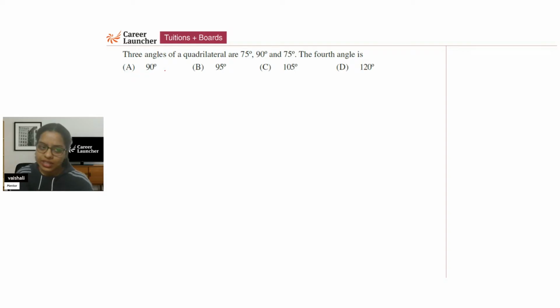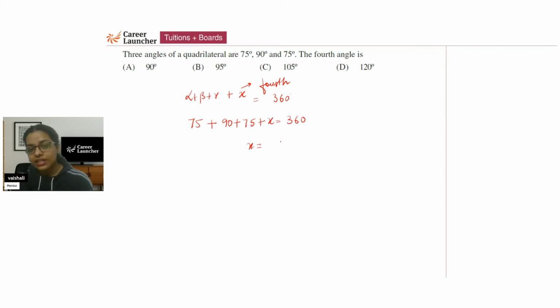So, like I said, we are going to make use of the same concept, जहाँ पे हम सारे angles को add कर लेंगे. Assuming this is my x, which is the fourth angle, and the sum is going to be 360, right? So this is 75 plus 90 plus 75 plus x is equal to 360, and x is equal to 360 minus 75 plus 75, this is 150, and this is minus of 90. So solve this and see what is the correct answer.